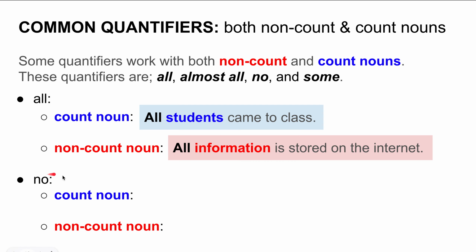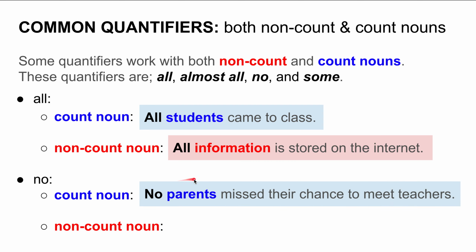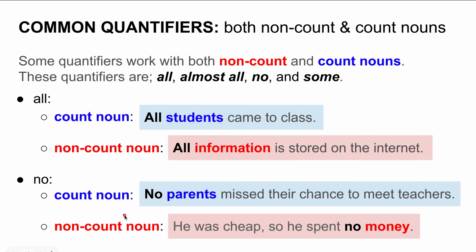Looking at no with a count noun. No parents missed their chance to meet teachers. Looking at no with non-count nouns. He was cheap, so he spent no money.